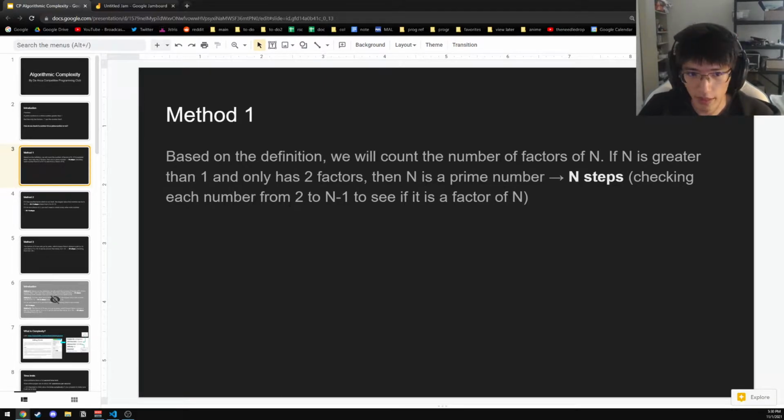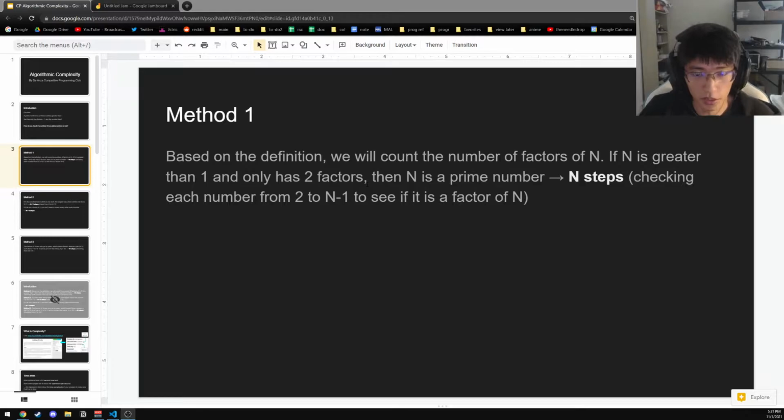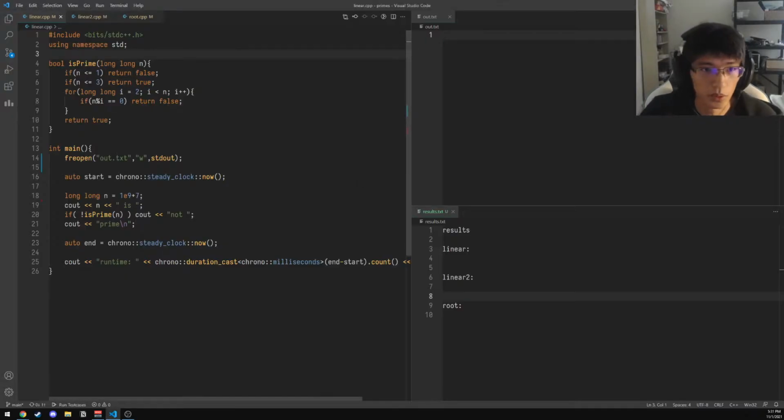So let's say you check numbers from 2 to n minus 1. 1 is always going to be a factor of n, and n itself is going to be a factor of n. So we're going to check every single number in between and see if n modulo that number is equal to 0. So this might be an example of that in code.